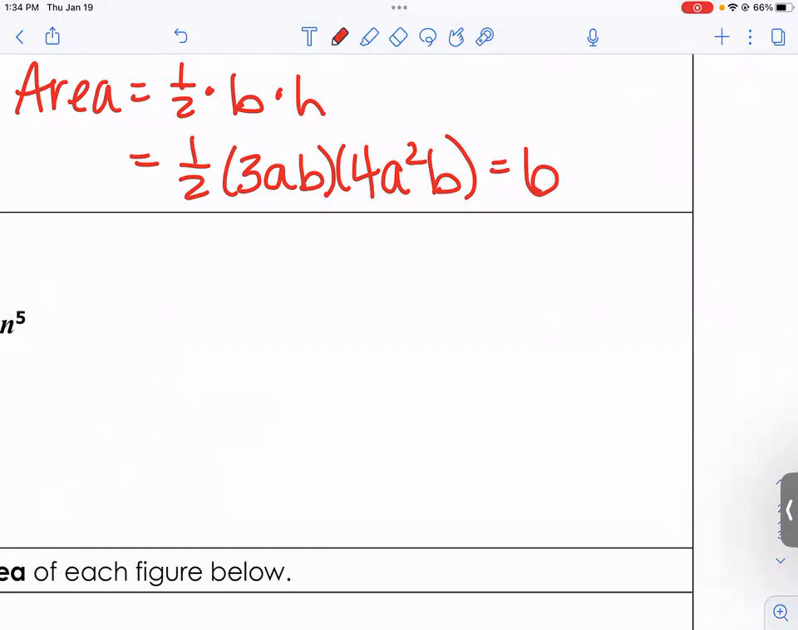What's a times a squared? A to the third or a cubed. Do not say a3, right? That sounds like you're playing bingo. B times b. B there or b squared?